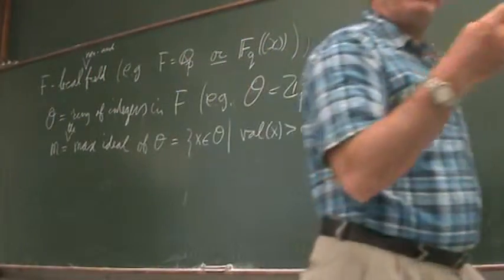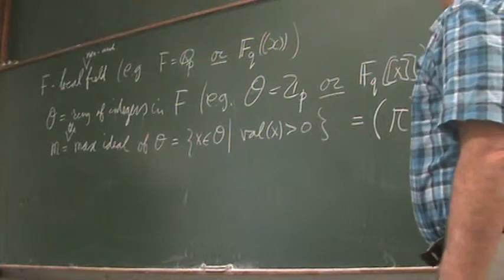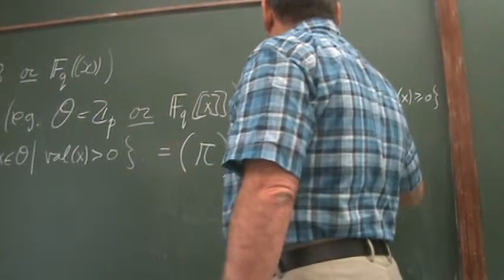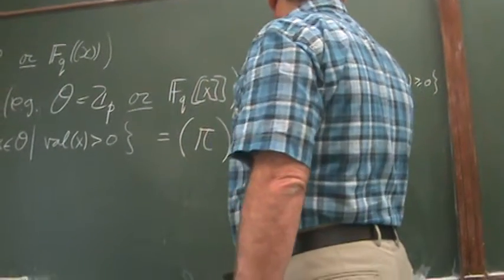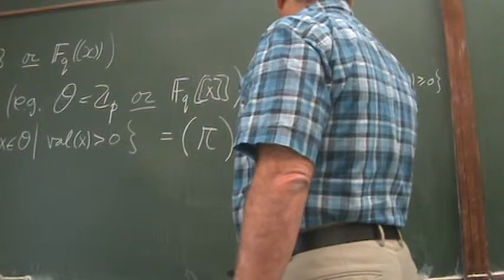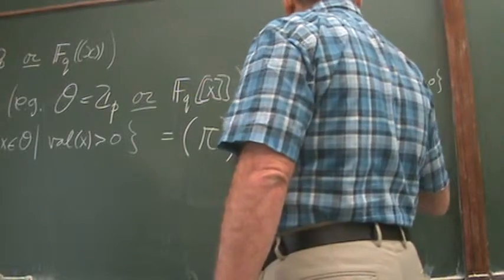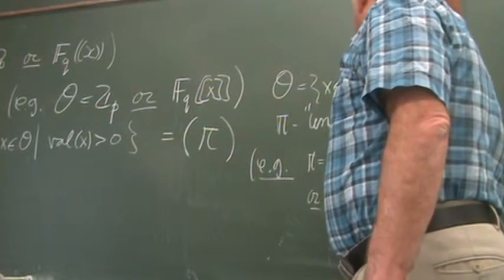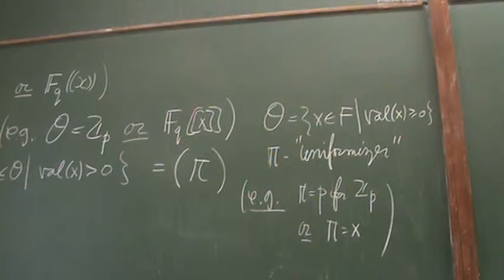And now there is a choice in this element. The element pi is not unique, but usually we fix it, and it's called, for some reason, uniformizer. I don't know, it's not such a good name, but that's the way. So in the examples, pi will be either p for Zp, the element p, we think of it as the prime p, or pi equal x in the case of power series.